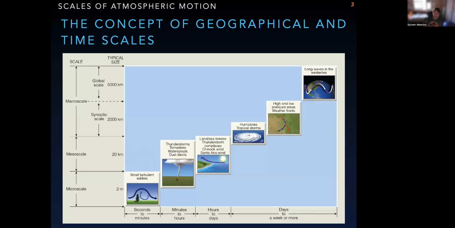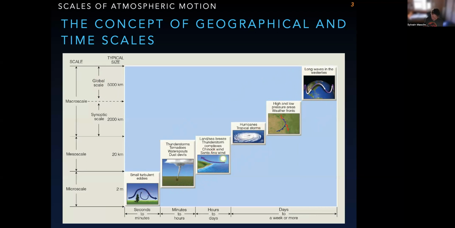We have the macro scale that will be, in fact, covering thousands of kilometers. And the macro scale can be divided into two, what we call the synoptic scale and the global scale, with the global scale really covering the Earth. Meanwhile, the synoptic scale will be covering continents, such as hurricanes, tropical storms, low pressure systems, high pressure systems, and weather fronts. So the goal of today is to speak about all of that, and we will follow the path of going from small to big.